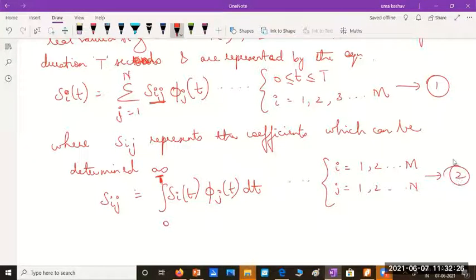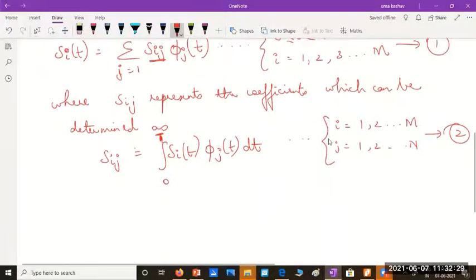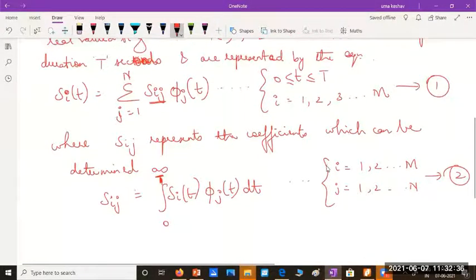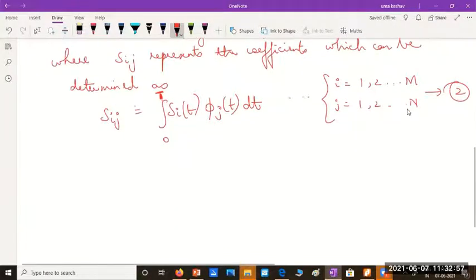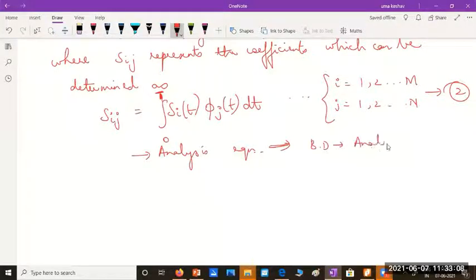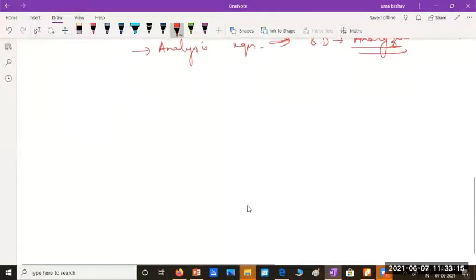We call one the synthesis equation and the other the analysis equation. So which is which? Getting Si using the coefficients is called the synthesis equation, and in the block diagram this will be represented using a synthesizer. This is called the analysis equation, and in the block diagram representation an analyzer is used to represent equation 2.